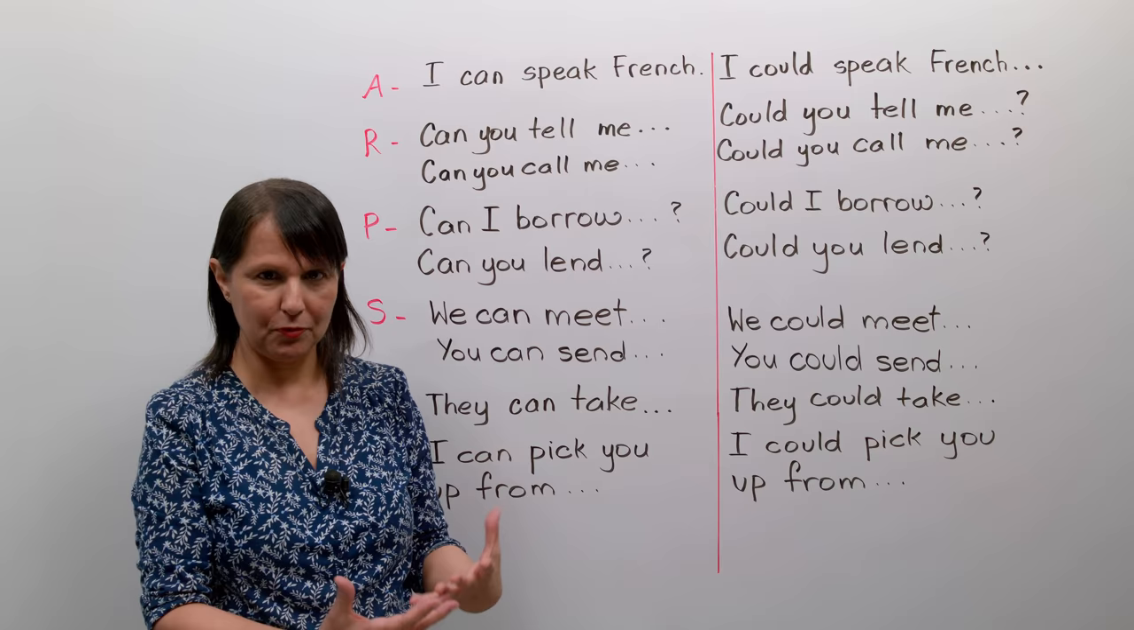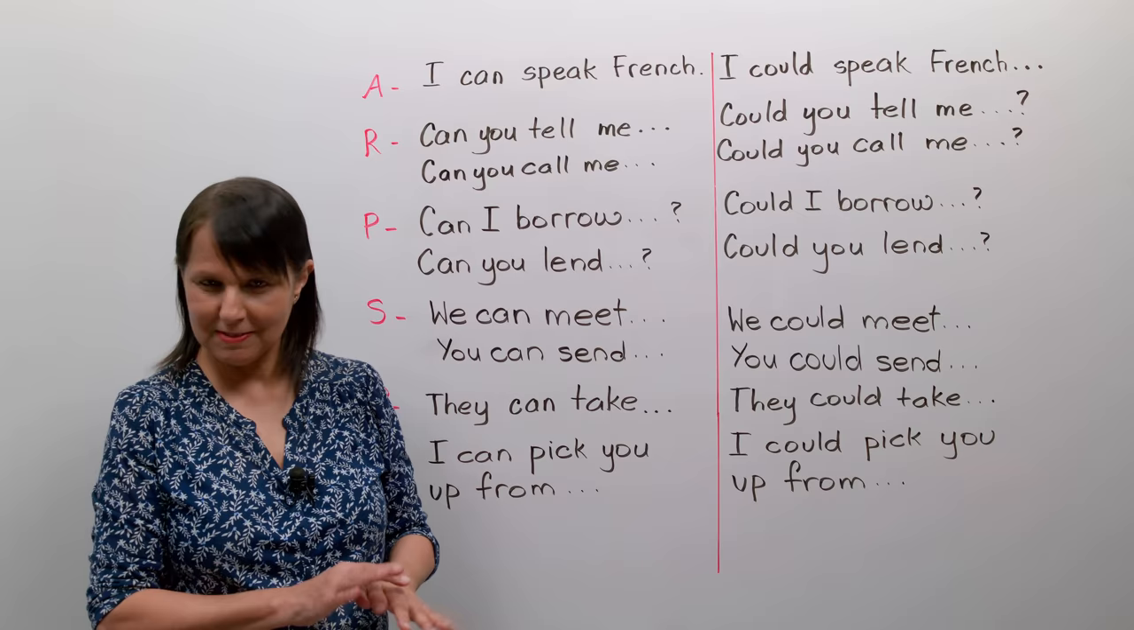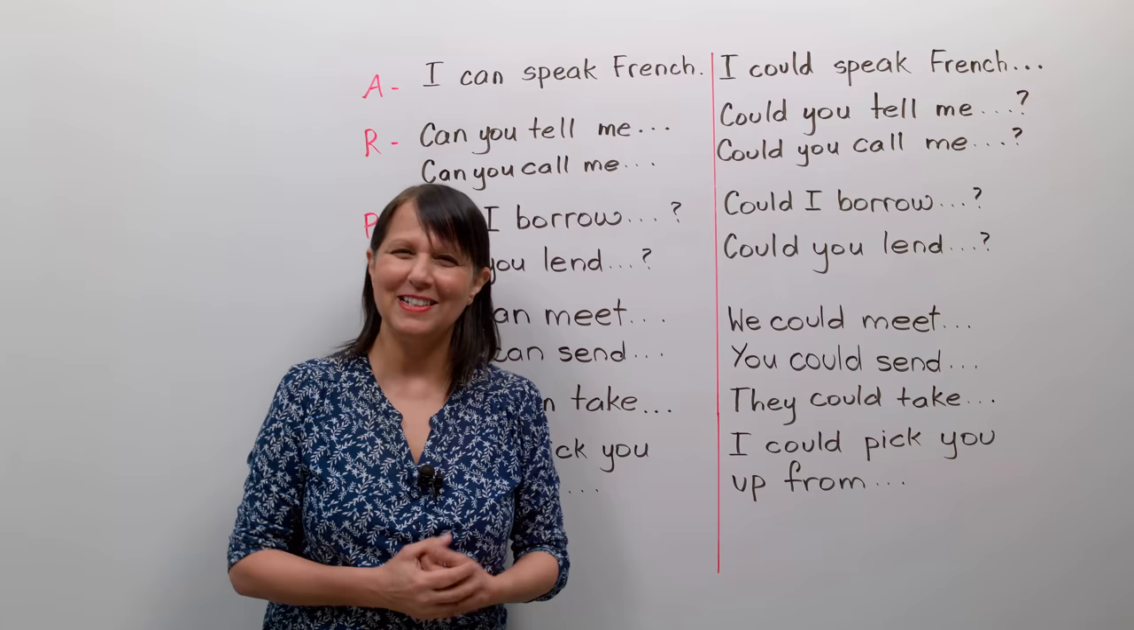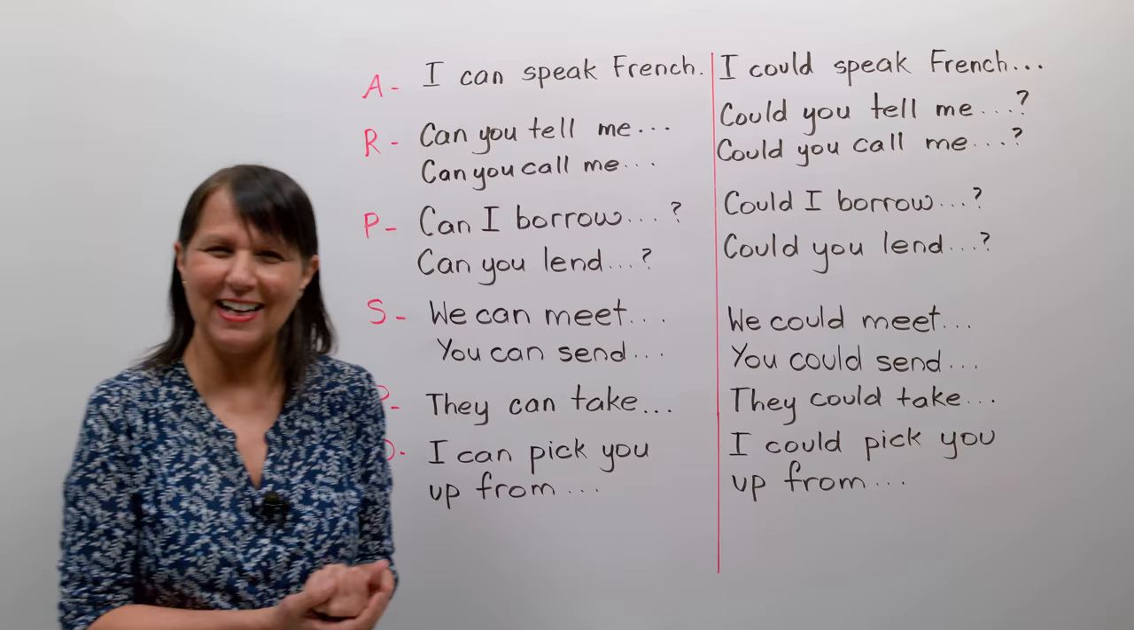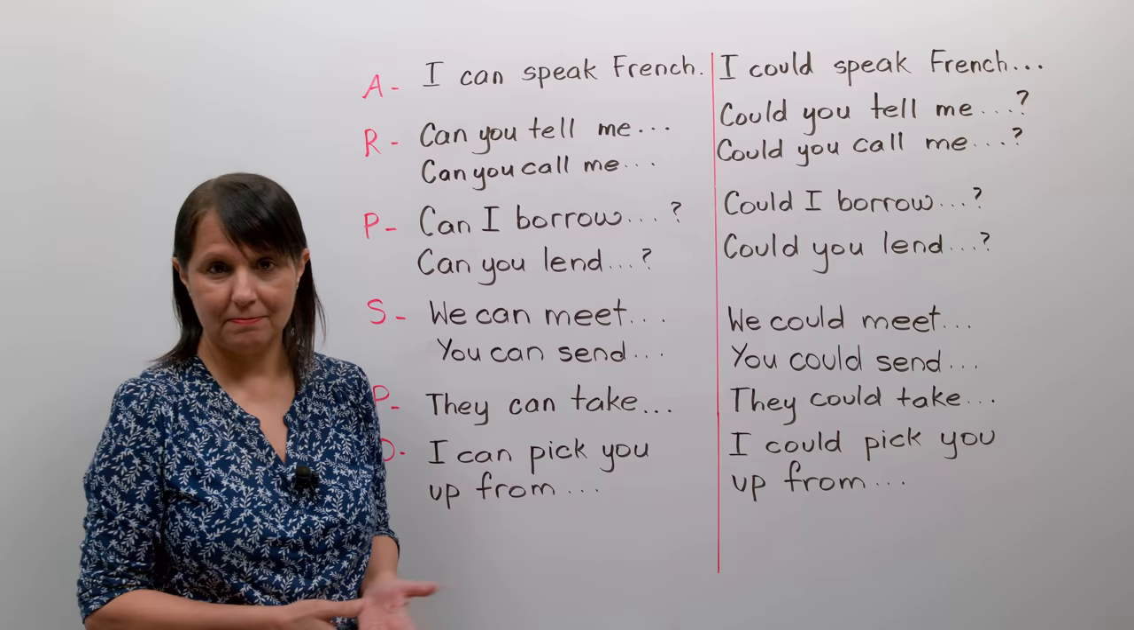Another example of a suggestion. You can send me the report tomorrow. It's basic. Or you could send me the report tomorrow. It's a little bit nicer. I would prefer if someone spoke to me like that. Okay, next, to talk about possibility. They can take the train, or they could take the train. It's a possibility.